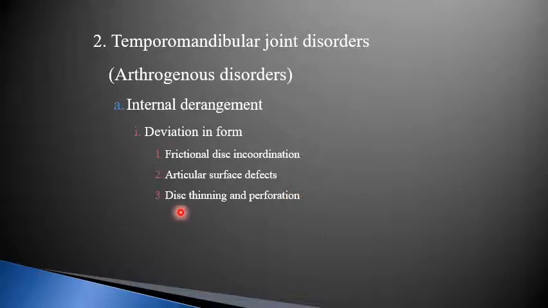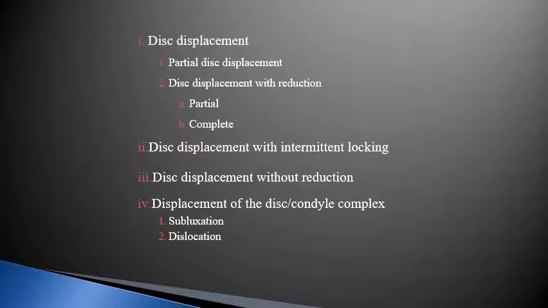Excessive use of the articular disc. Already it is thin in the center portion, it becomes thinner, and at one particular time there is a hole, and the upper and the lower joint compartments now start communicating. So that is why it is classified as disc thinning or disc perforation.